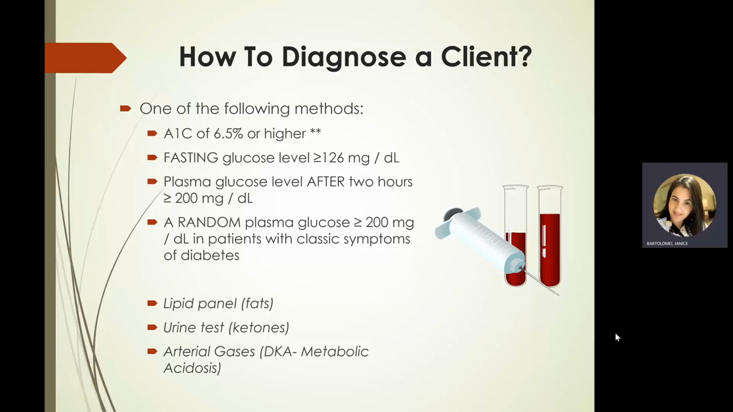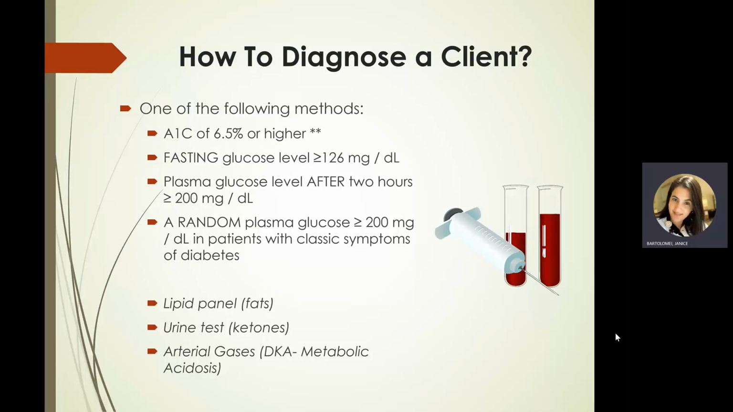Another method is a fasting glucose level above 126. That means not eating, and then you go take a glucose level. And then it could be a plasma glucose after 2 hours of eating higher than 200, or randomly taking your glucose level, showing above 200 and having some symptoms already. So any of these, preferably the one that they usually go with is the A1C, can diagnose the client.